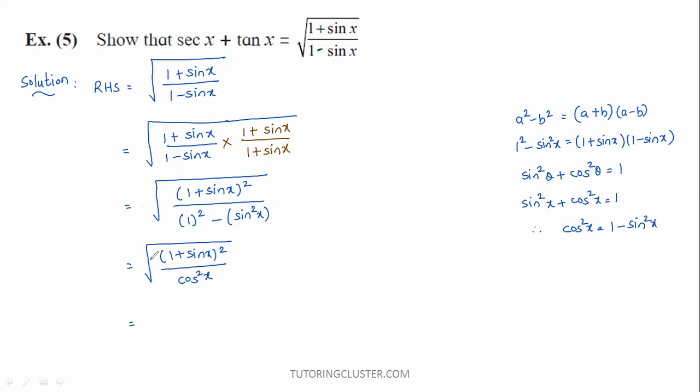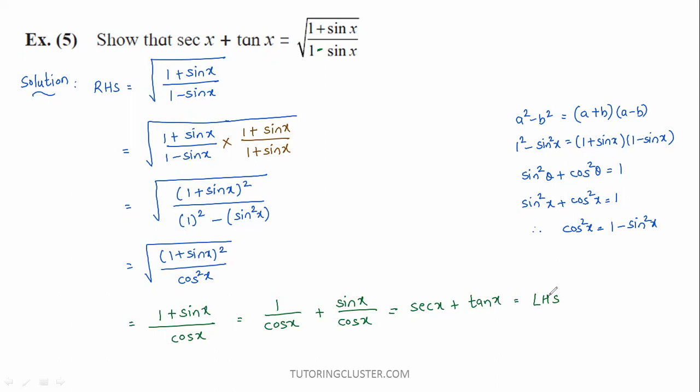Now you can remove the square root. If you are removing the square root, it will be 1 plus sin x upon the square root of cos square x, which is cos x. Split here: it will be 1 upon cos x plus sin x upon cos x. What is 1 upon cos x? Sec x. What is sin x upon cos x? Tan x, which is nothing but the LHS, sec x plus tan x. So just in 3 to 4 steps, you can have your answer.